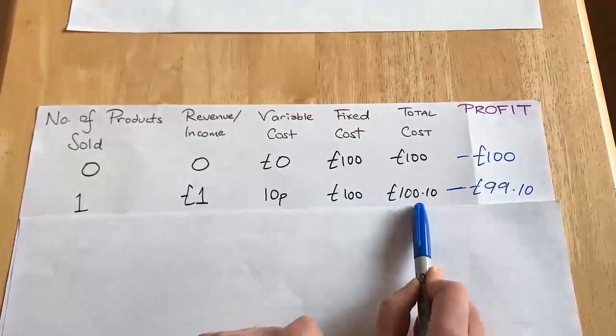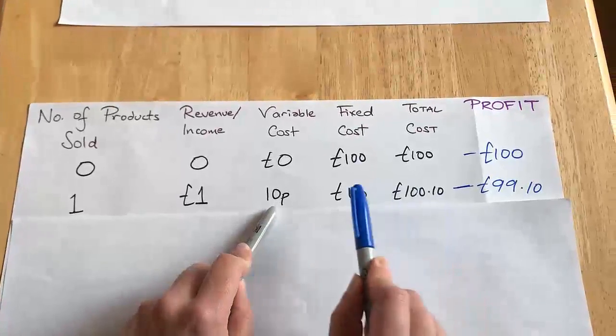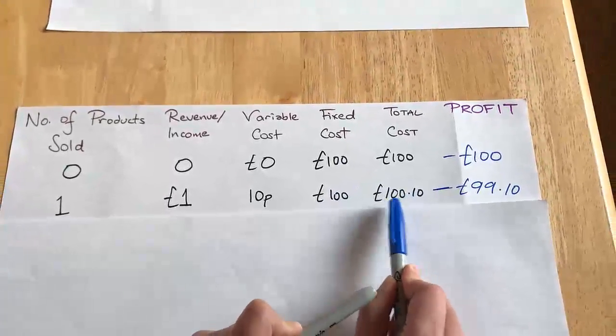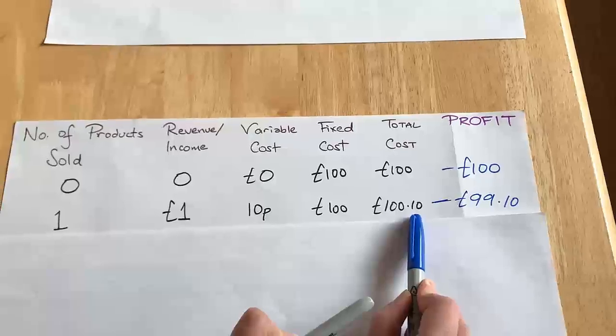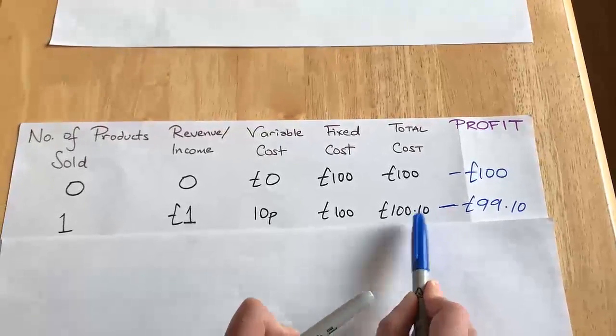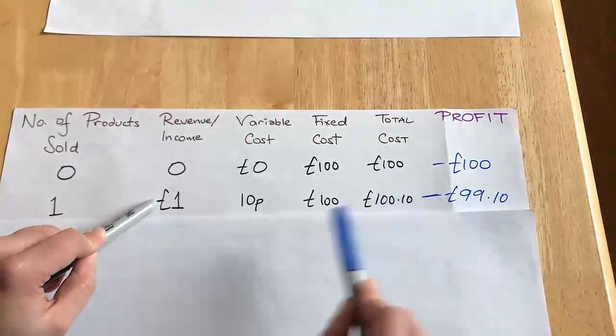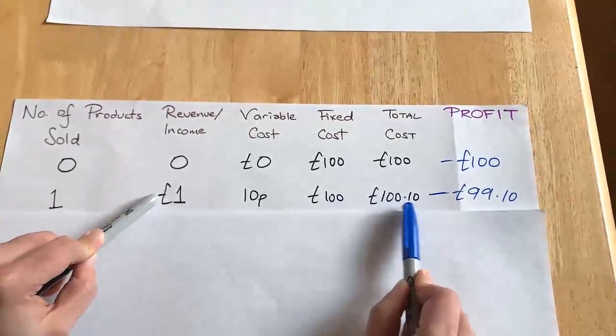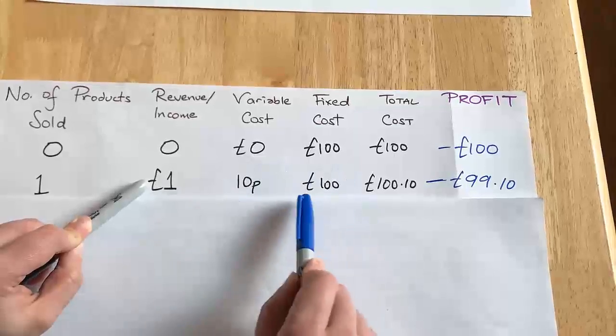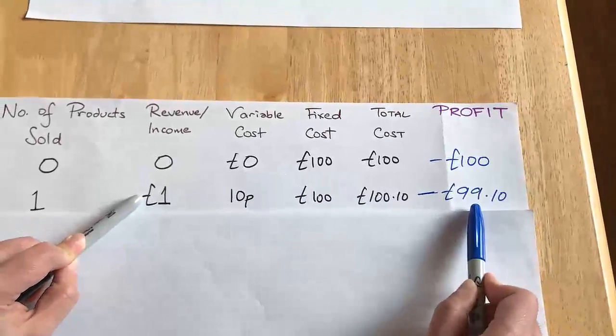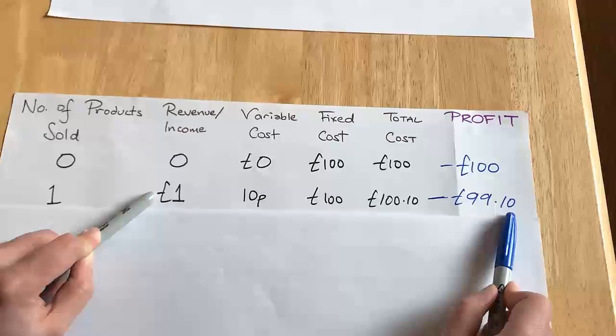So how do we work out total cost? Well, 10 pence plus £100 gives us £100 and 10 pence as our total cost. How do we work out profit? Revenue, so £1 minus £100 and 10 pence, our total cost. So we now make a loss of £99 and 10 pence.